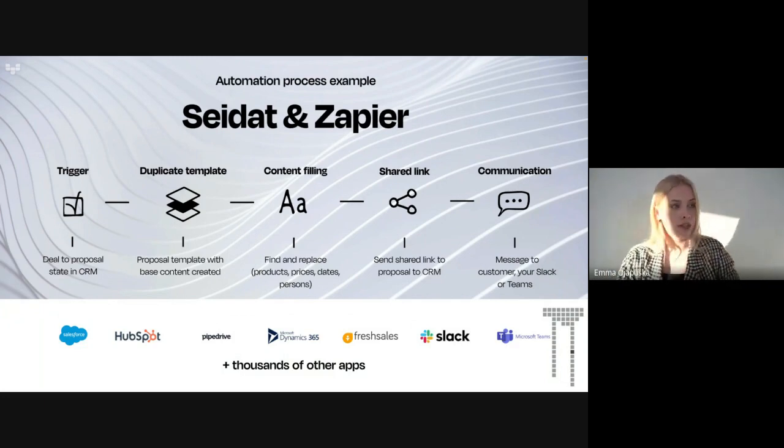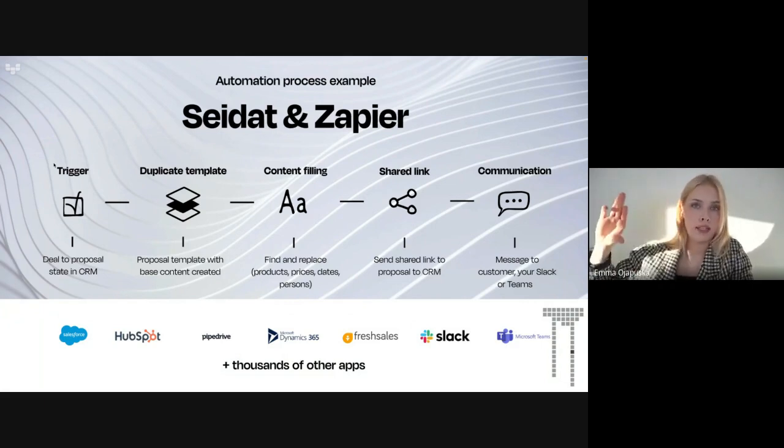What you can do with Zapier, this is an example. You can create proposals automatically. So for example, you have HubSpot in use or any CRM. You move your deal in the pipeline to a new phase, so from meeting to proposal. That works as a trigger for the automation. After triggering the automation, HubSpot will tell Zapier that, hey, now work. And then Zapier will tell Seidat to duplicate a proposal template. So you will have a template for your proposals in Seidat, and that will be duplicated by the automation.